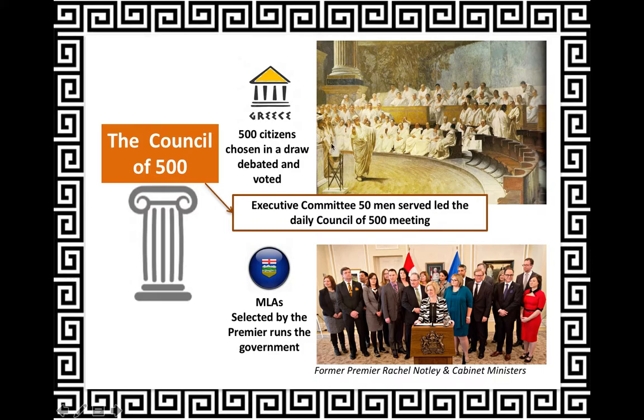Again, we can see here that when the Council of 500 was voting, it was a direct democracy. Every person, all of these men, had a chance to speak. But here in the ministry or the cabinet members, they again represent a group of people. They have representative democracy. Okay?